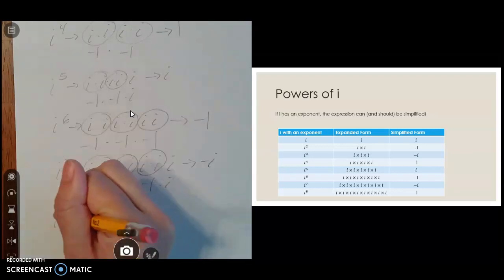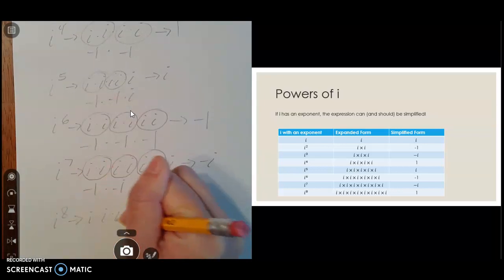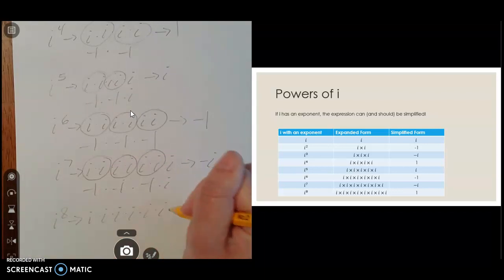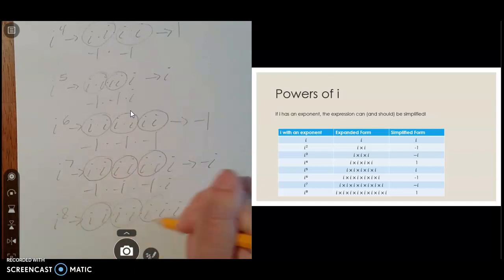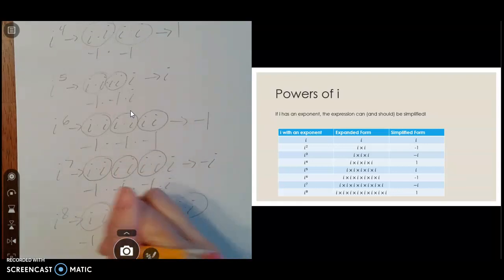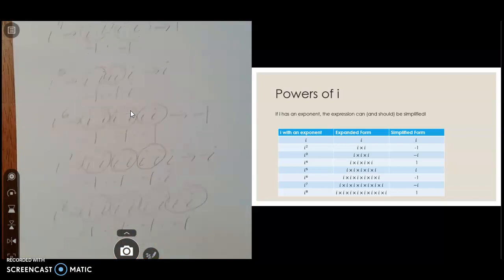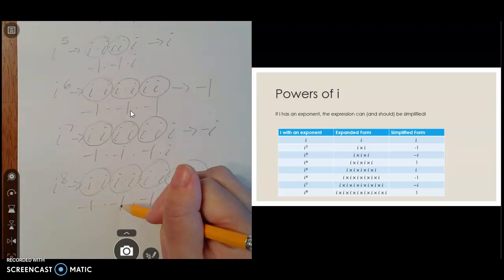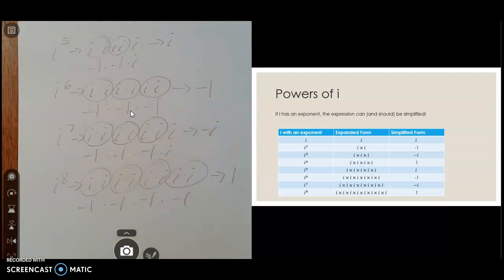All right, last one I'm going to do is i to the 8th, because after that, I think everybody's arms get tired. That's too many i's. Here's 4, 5, 6, 7, 8. Okay, circling all my pairs here. So there are 4 pairs of i squared. So that's 4 negative 1s all multiplied together. Negative 1 times negative 1 is positive 1. Times another negative 1 would make it a negative 1. And times 1 more would make it a positive 1.